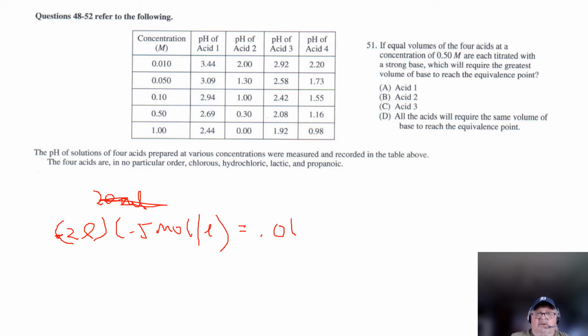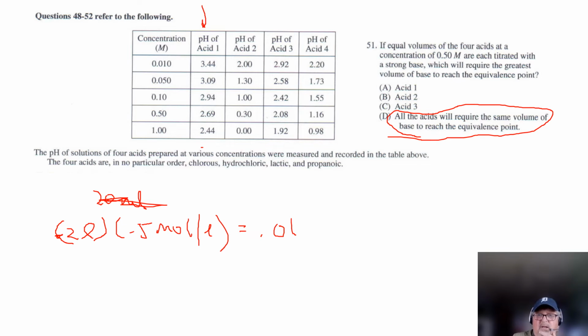So each one of these, we're going to titrate 0.01 moles of each one. A mole of acid is a mole of acid, so each one of them is going to require the same amount of base. That means they're all going to have the same amount of acid. In this case, I made it 0.01. Therefore, they're all going to be the same. So it's kind of a trick question.